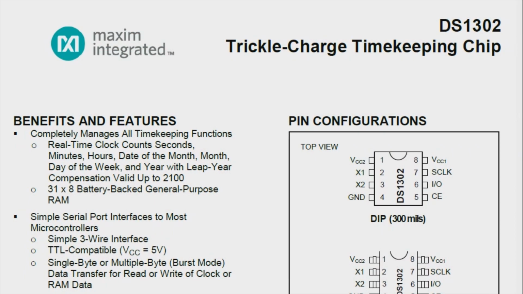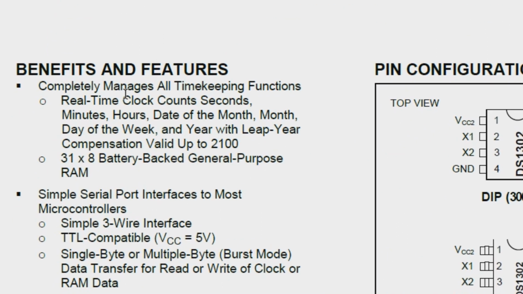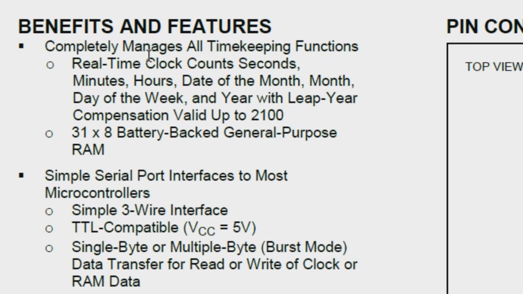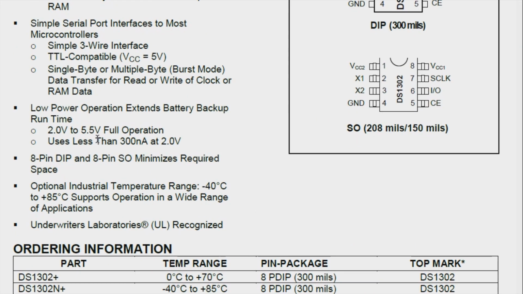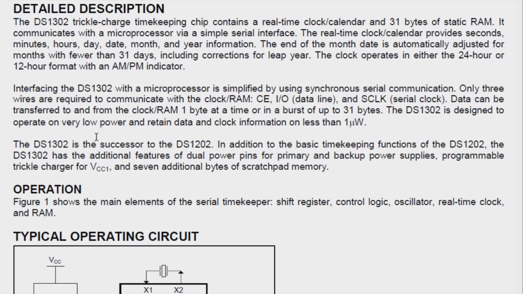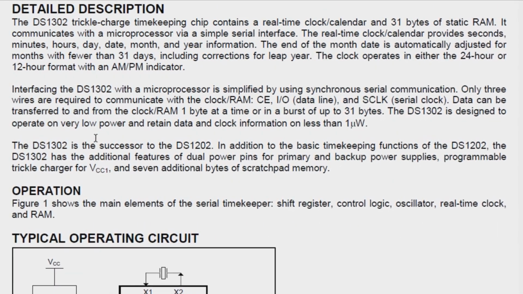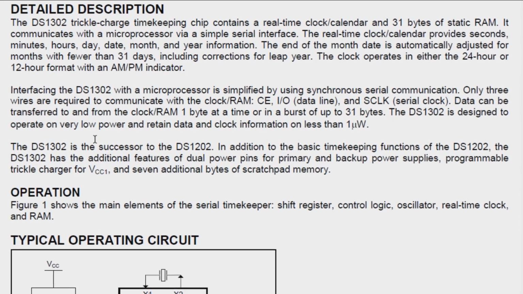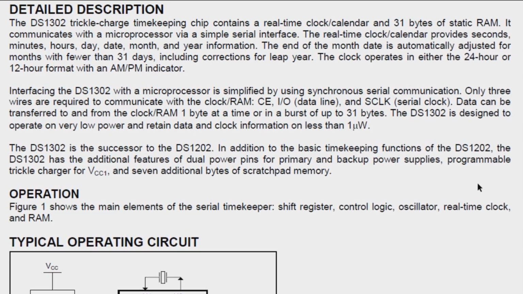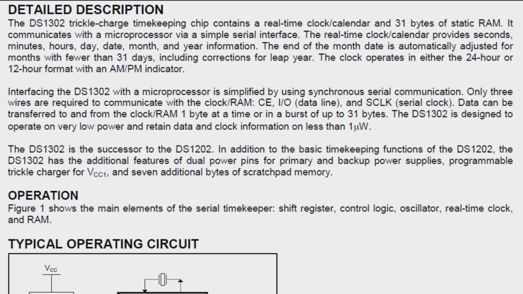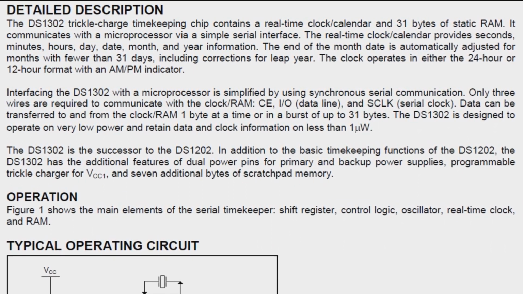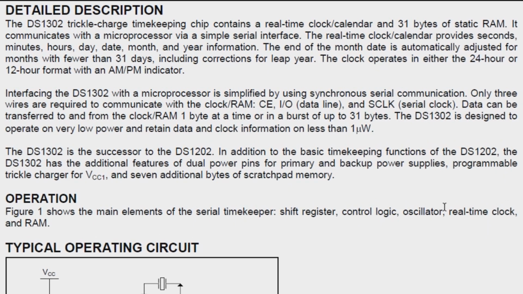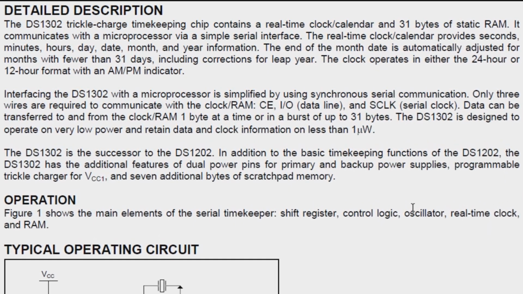Like usual, let's start with the datasheet to know more about this RTC module. So here are the benefits and the features. Interfacing the DS1302 with a microprocessor is simplified by using synchronous serial communication. Only 3 wires are required to communicate with the clock or RAM: CE, I/O or data line, and SCLK or serial clock.